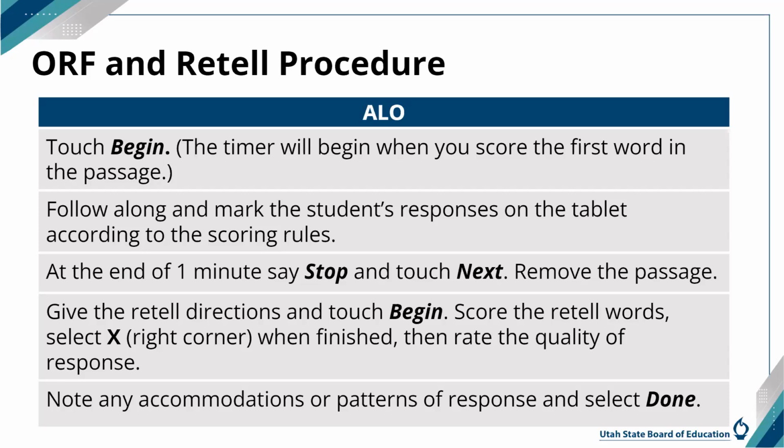I'm just briefly going through the overall process. We haven't started a practice yet. At the end of 1 minute, you will say stop and you will touch next. You would remove the passage from the student and then you would give those retell directions and touch begin. You would score those retell words. Then you will select the X in the right corner when finished. You'll rate the quality of response for that retell. Note any accommodations or patterns of response and select done. This is the process that you go through every time you administer a passage with a retell.